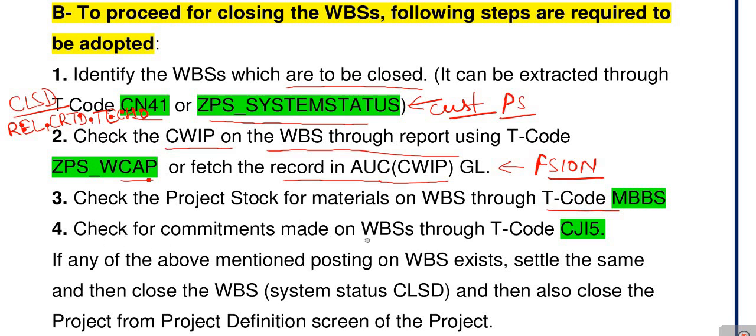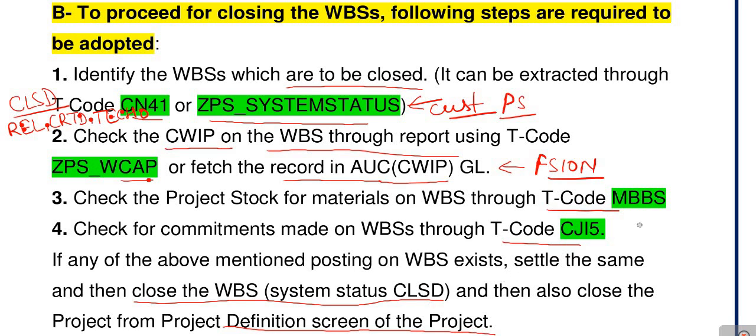Next, check for the commitment made on the WBS through T-code CJI5. I already discussed the same. If any of the above mentioned postings on the WBS exist, settle the same and close the WBS with system status CLSD. And then also close the project from the project definition screen of the project.